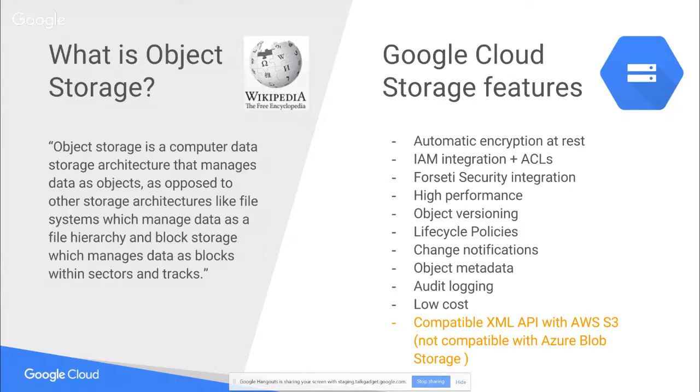Another really interesting feature is change notifications. So whenever somebody deletes, updates, or adds a new object, you can attach a notification, and it's a programmatic signal that will invoke your Google Cloud Function. And in the Google Cloud Function, you can write JavaScript and do whatever processing is necessary.